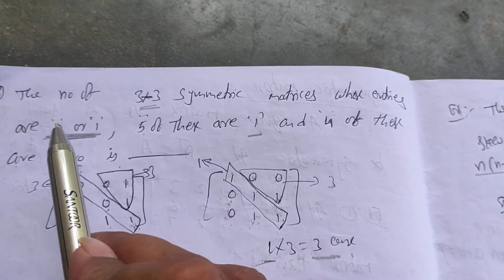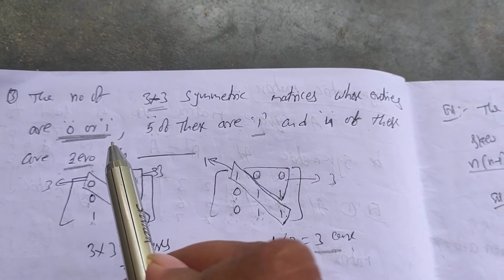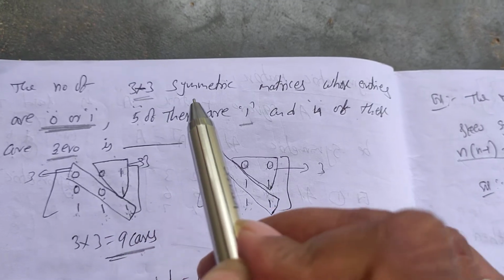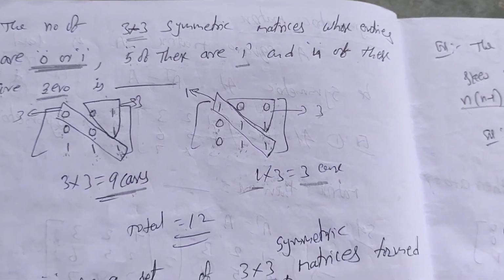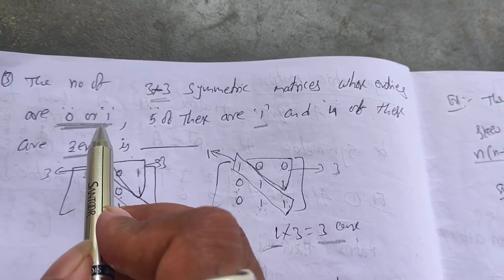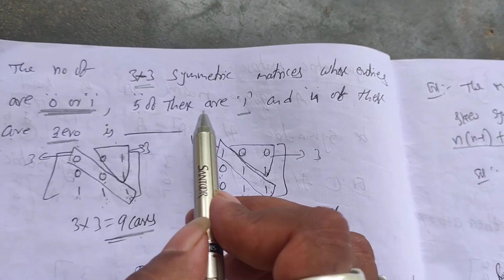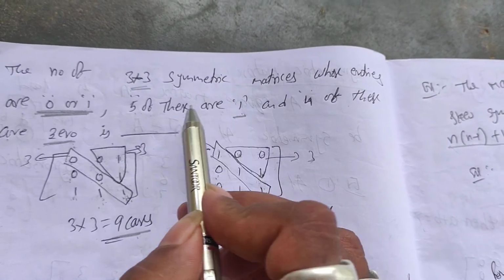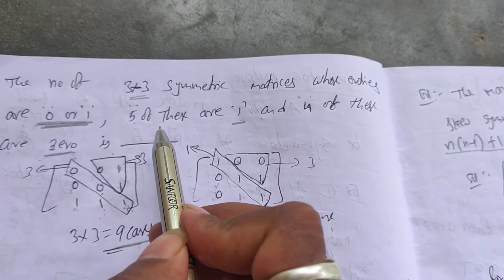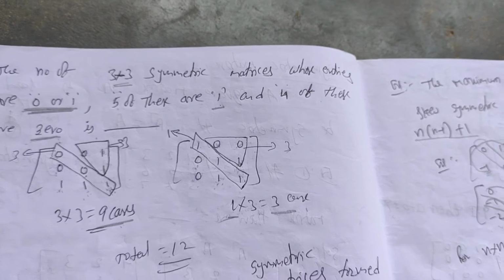One more question. The number of 3 by 3 symmetric matrices whose entries are 0 or 1, 5 of whose entries are 0 or 1. That means our symmetric matrix should be filled with these entries 0, 1 only. We should not use any other numbers. And 5 of these are ones, which means you can use the entry 1 five times. And 4 of these are 0, that means we can use 0 four times only.